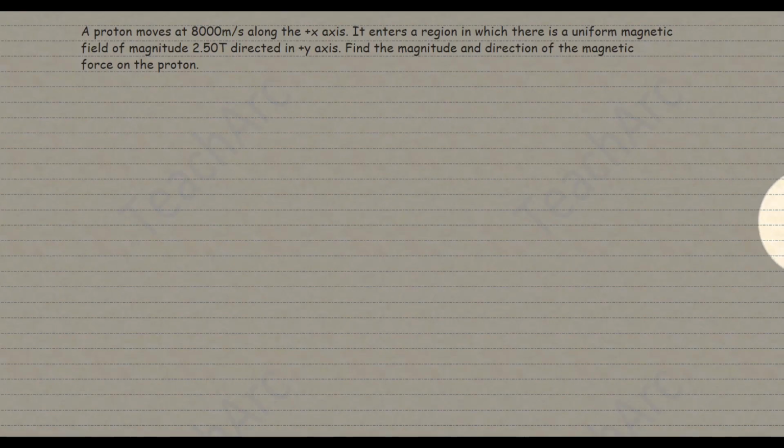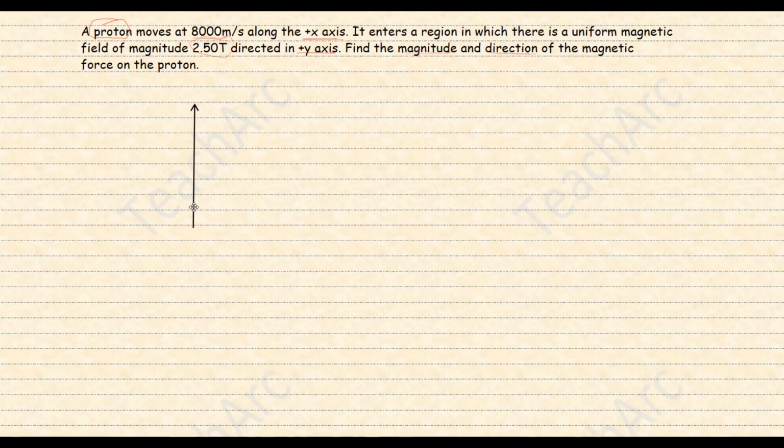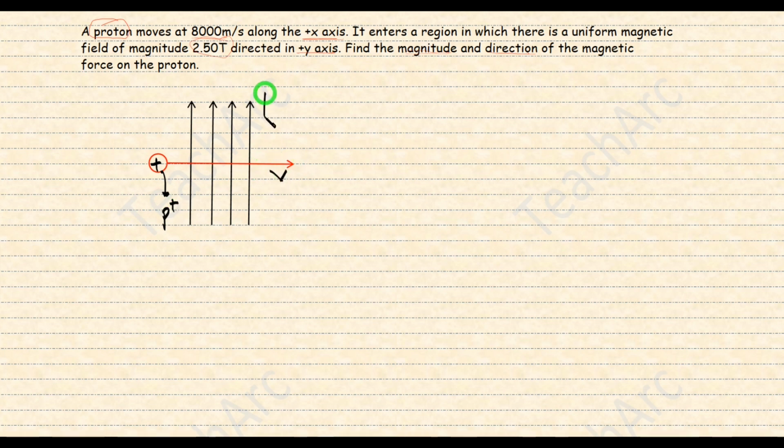As an example, we look at a proton moving 8,000 meters per second along the positive x-axis. It enters a region in which there is a uniform magnetic field of magnitude 2.50 Tesla directed in the positive y-axis. Find the magnitude and direction of the magnetic force on the proton. To have a better understanding of the problem, we draw a diagram showing the given quantities. We indicate the direction of the magnetic field, which is along the positive y-axis, and the velocity of the charge is to the positive x-axis.